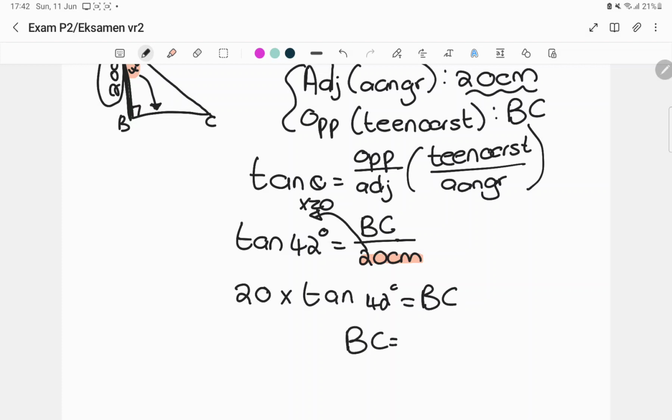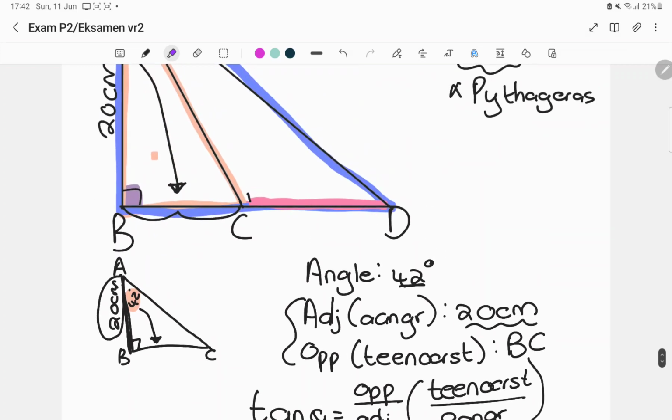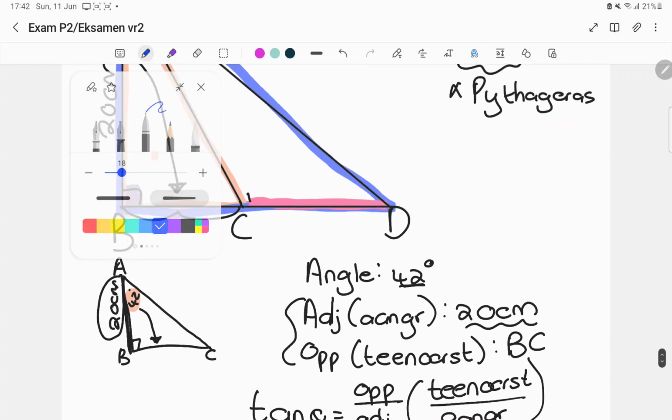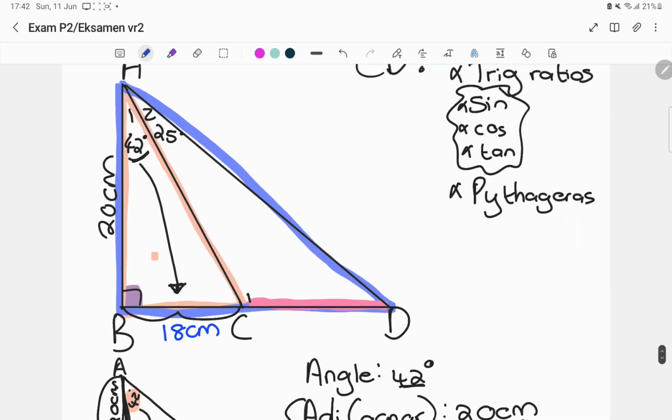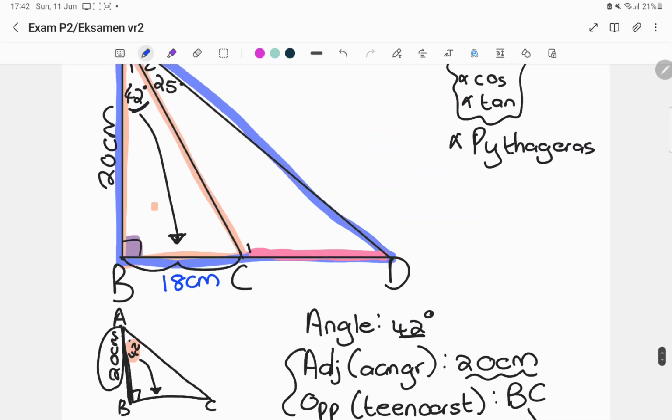Alright, so let's quickly put that into our calculators. So 20 times tan 42 degrees will give me BC as 18 centimeters. Alright, so now we know that this part here is 18 centimeter. Now let's focus on our big triangle.